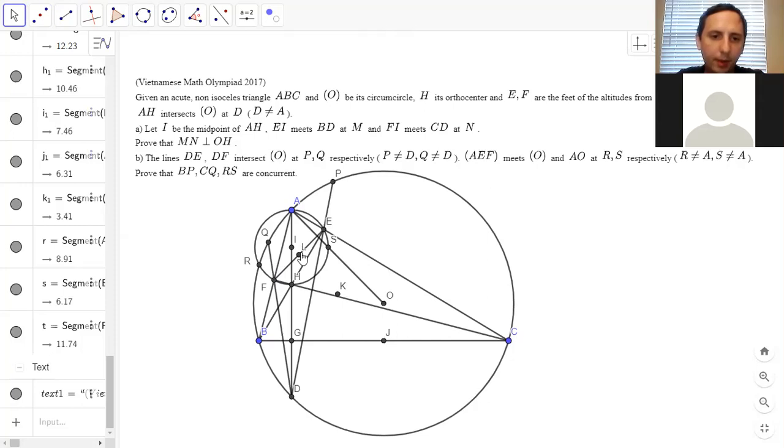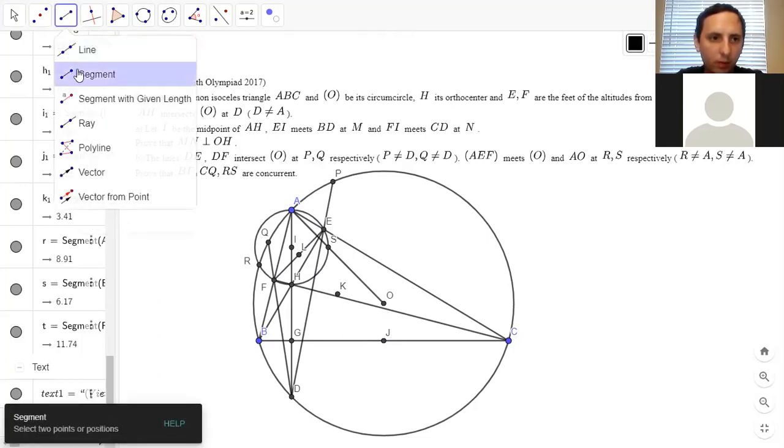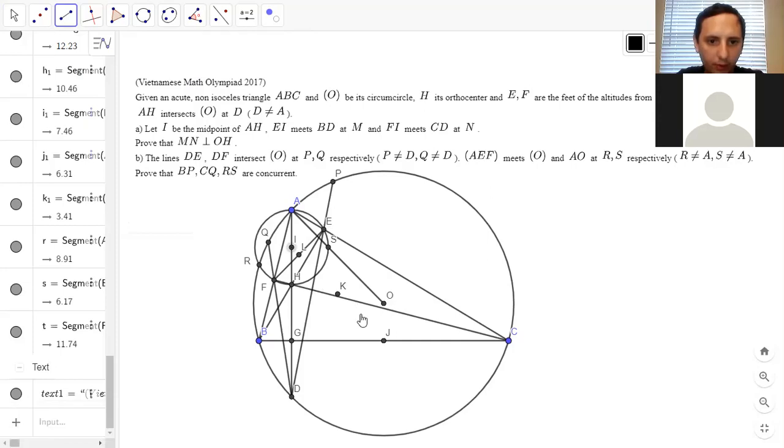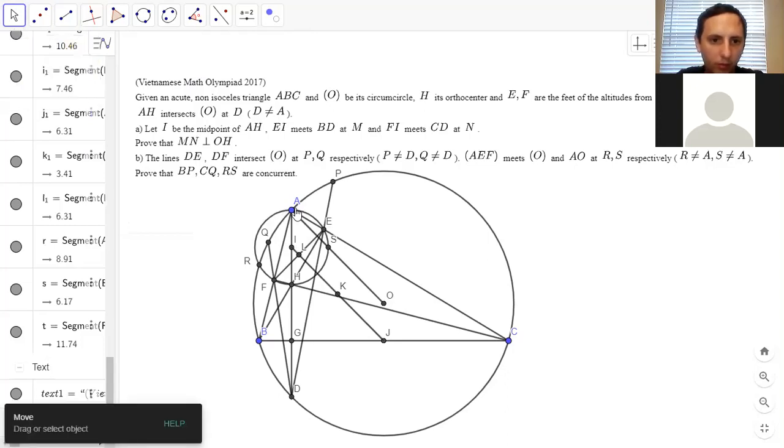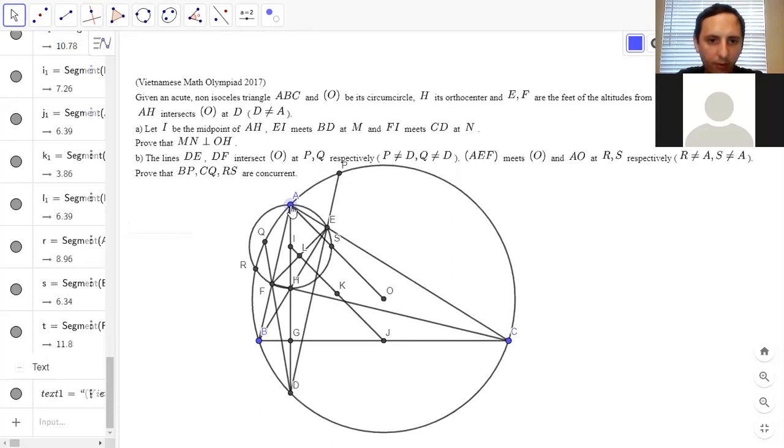So if we let L be the midpoint, we know that IL is perpendicular to EF, and IL and J are collinear, I think. Yeah. And it also passes through K, I think. So then we want to show R, L, and S are collinear.